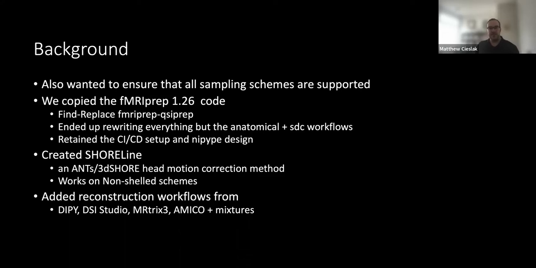So if you know how to work on fMRI-Prep, it will be very easy to go into the QSIPrep source code and change things there. And so it superficially looks similar to fMRI-Prep, but has a lot of differences in it. And in fairness, we also are missing some of the updates that have happened to fMRI-Prep's anatomical workflows since 1.26.